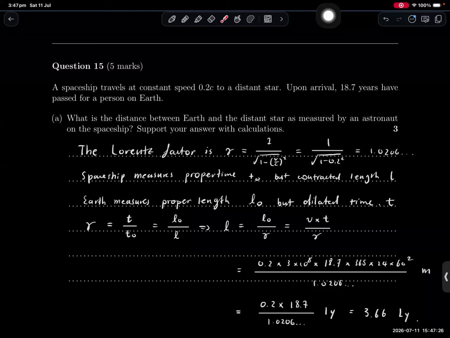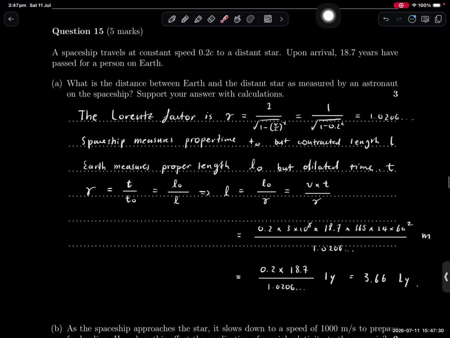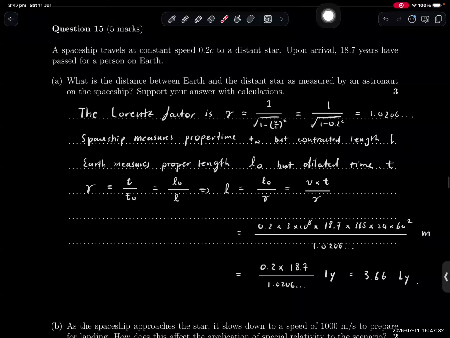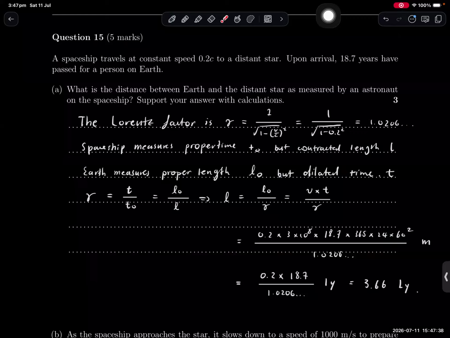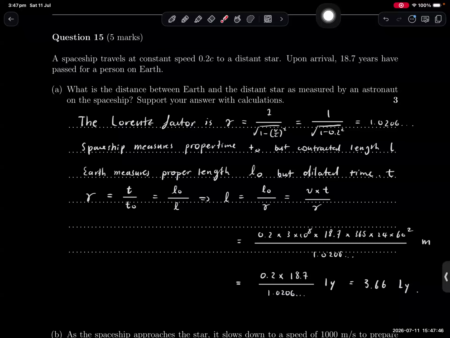Okay, so for these kinds of calculation questions, calculate the Lorentz factor first, store it in your calculator, and then prepare it for later calculations. We know the spaceship measures proper time t0 because those two events, departure and arrival, are observed to be stationary from the spacecraft's perspective.